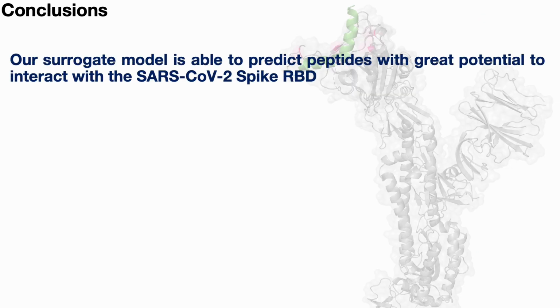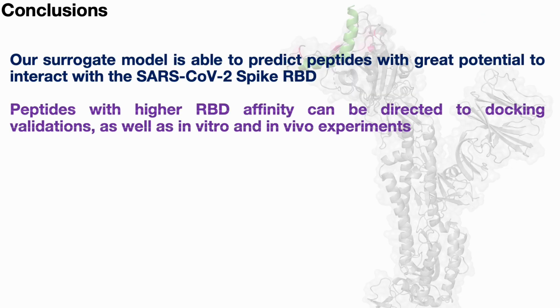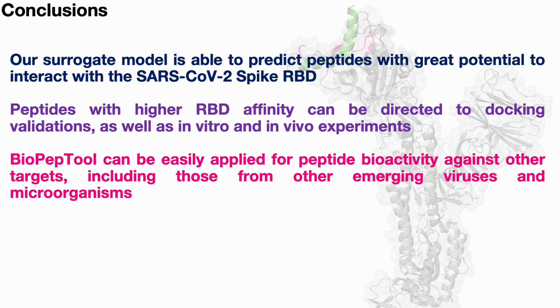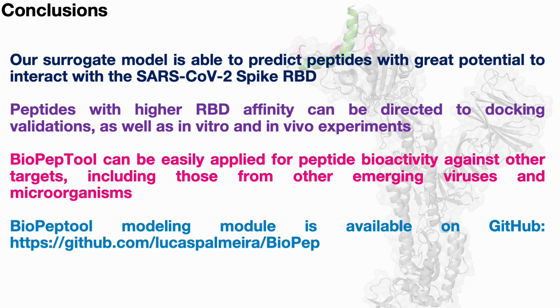As conclusions, our surrogate model is able to predict peptides with great potential. Peptides with higher RBD affinity can go to direct docking validation and in vitro and in vivo experiments. And our tool can be easily applied to other targets, other viruses and microorganisms. Our BioPepTool is available on GitHub.